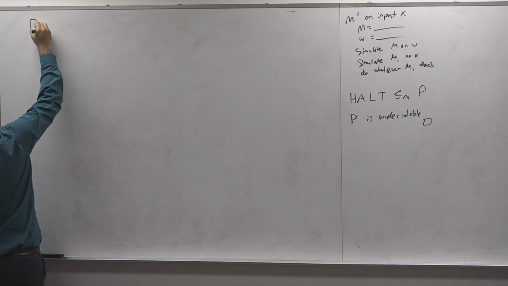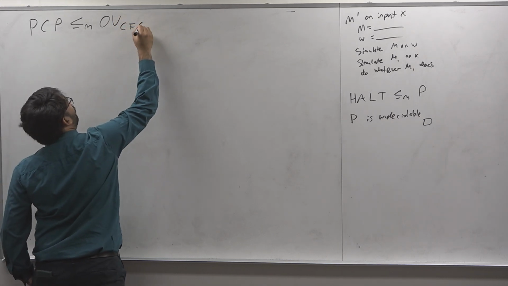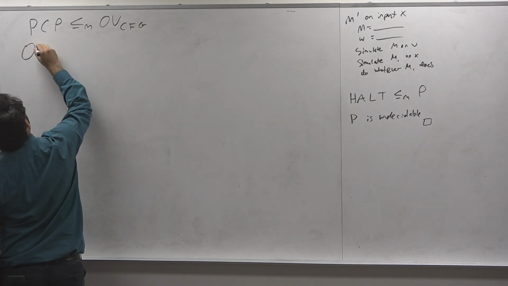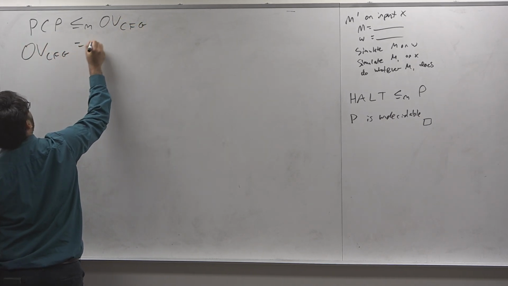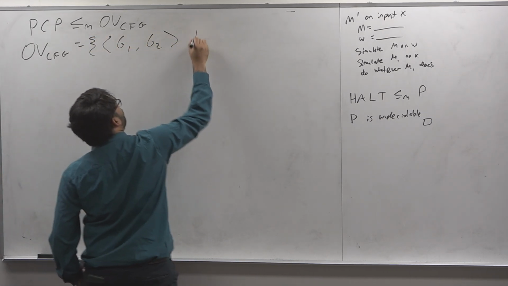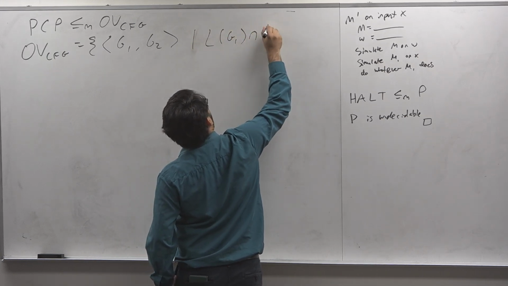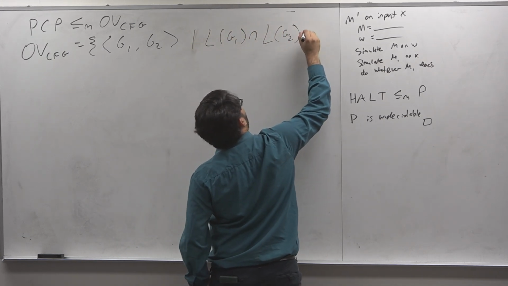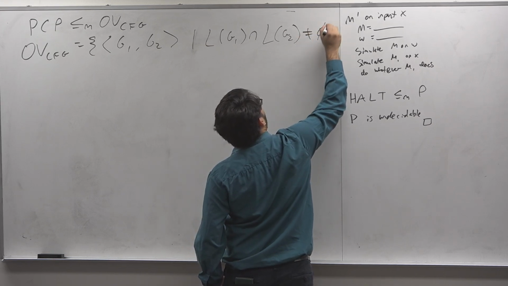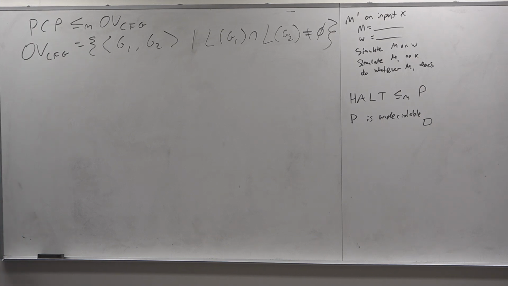I will give a reduction from PCP to this overlapping problem for context-free grammars, where overlap CFG is defined to be pairs of grammars, CFGs specifically, such that they share at least one string, right? L of G1 intersect L of G2 is not the empty set. Now, why am I choosing this language instead of EQ-CFG or ALL-CFG to demonstrate? Simply because the proof is simple. Okay, that's the only reason I'm going to do it. The proof is actually trivial from PCP. Here's how we're going to do it.